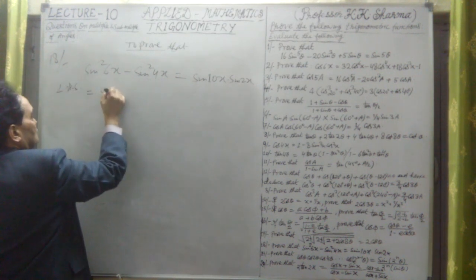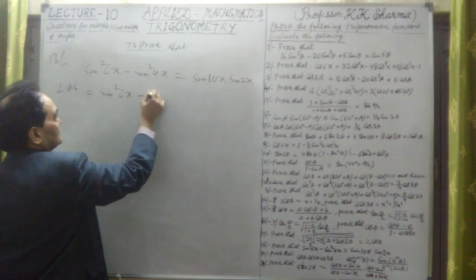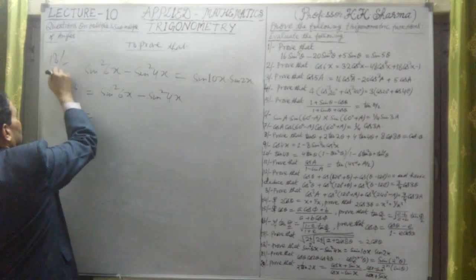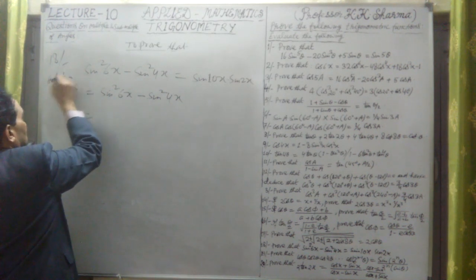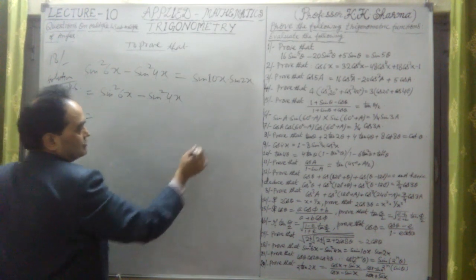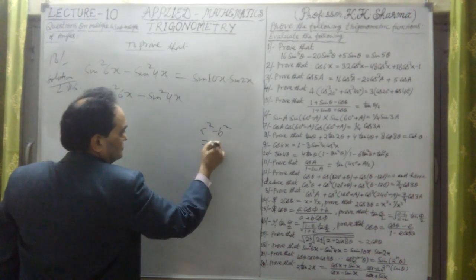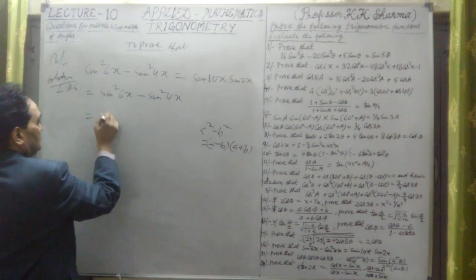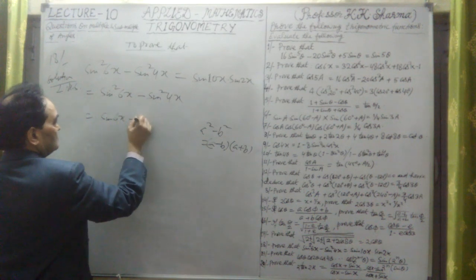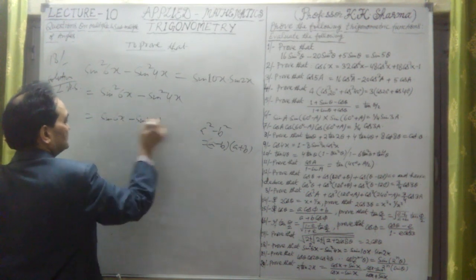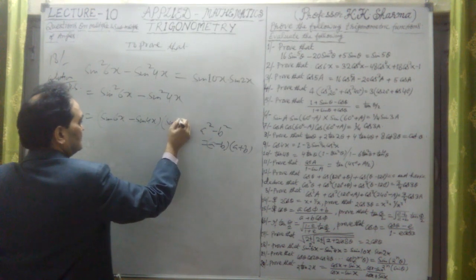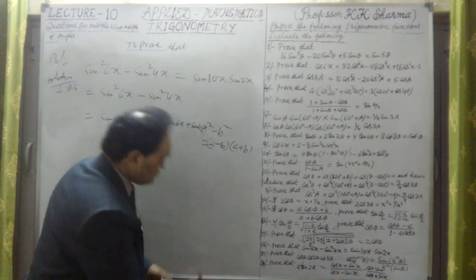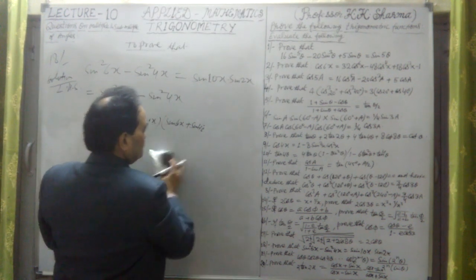Left hand side is equal to sine square 6x minus sine square 4x. This is a square minus b square. Since a square minus b square equals a minus b into a plus b, similarly we write sine 6x minus sine 4x in one bracket, and in the other bracket sine 6x plus sine 4x.